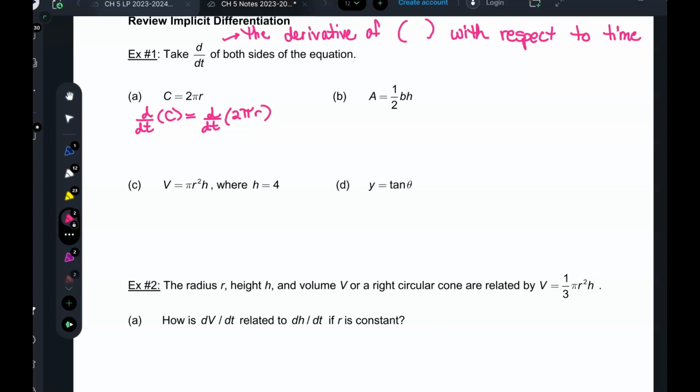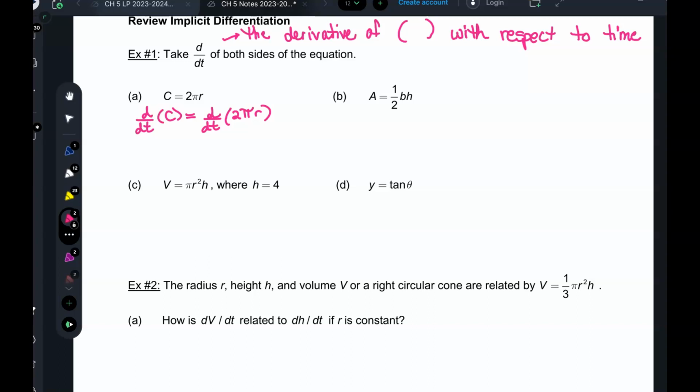Okay, so everything's going to have a d something dt in it. Because notice there's no t here. If I was doing d dt of t squared, it'd just be 2t. But none of these have a t in them. So that's where the implicit differentiation comes in.